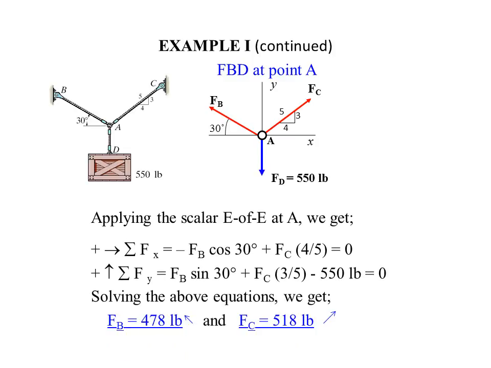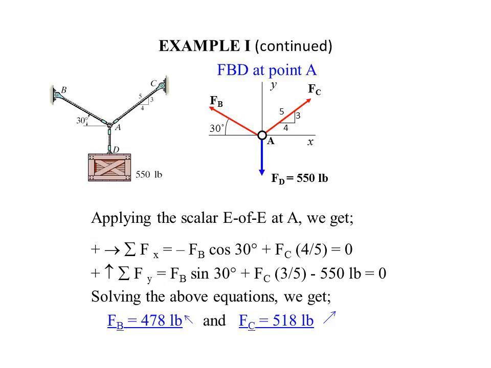Now that we have that free body diagram, we can apply our scalar equations of equilibrium at the point A, so that when we sum the forces in the x direction, we have a force coming in from the left, so it's pointing in the negative x-axis, so we say minus FB times cosine 30, plus, now notice it's positive because FC acts to the right in the same general direction as the x-axis, so we have FC times 4/5, which is the cosine of the angle on the right. So we set that equal to 0, and we have both of our unknowns in this first equation.